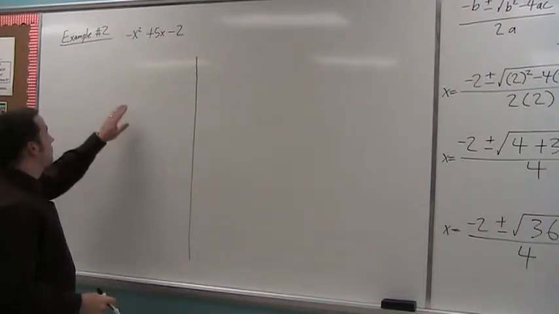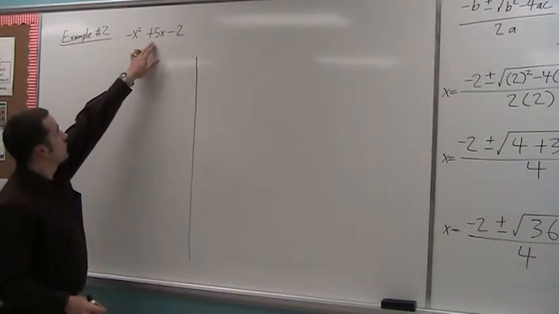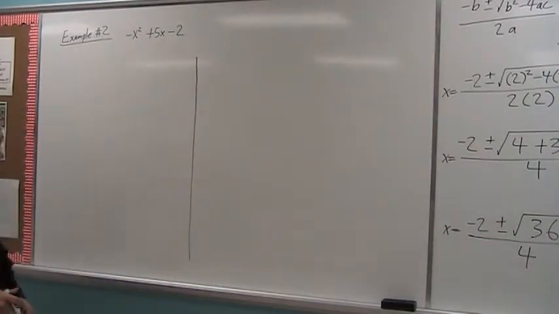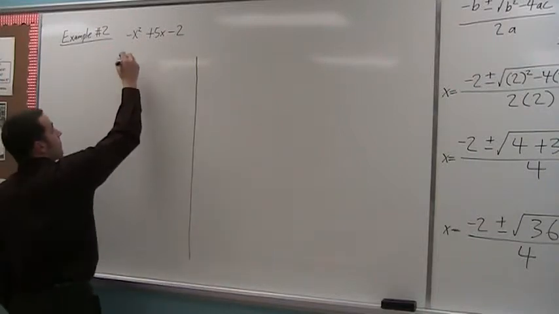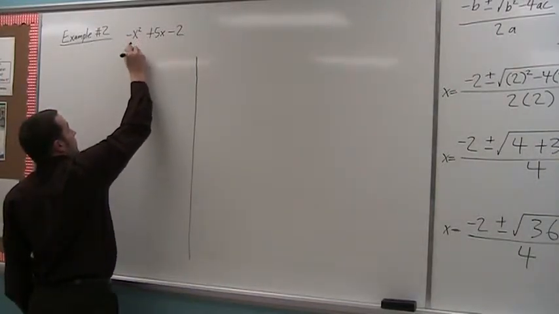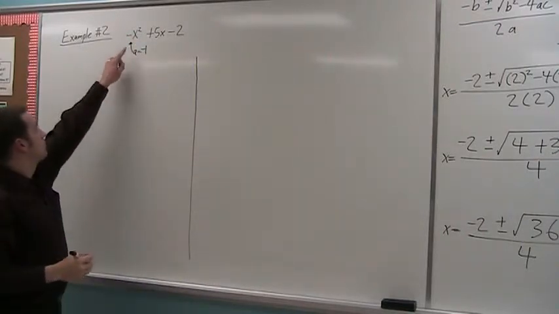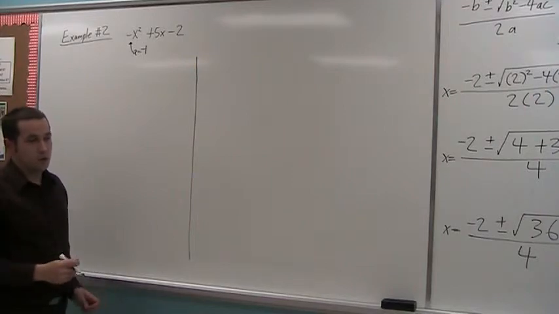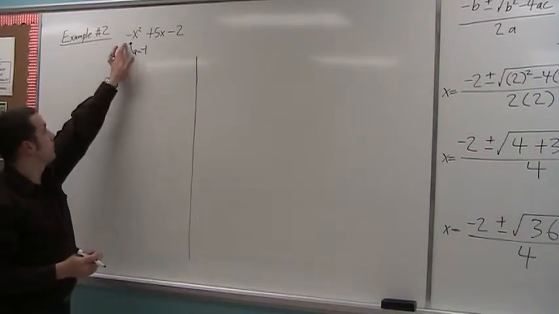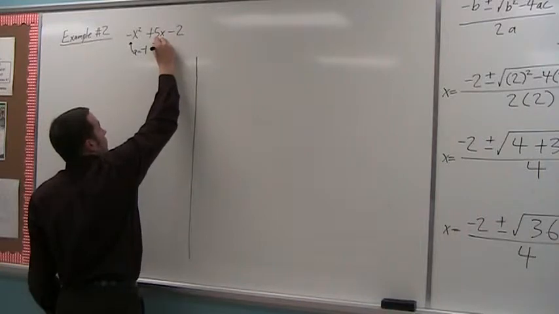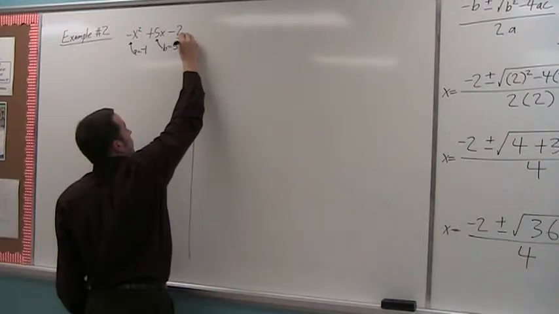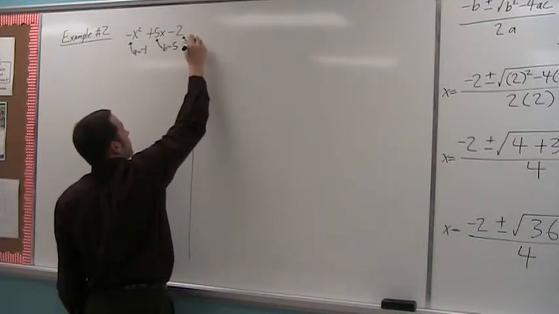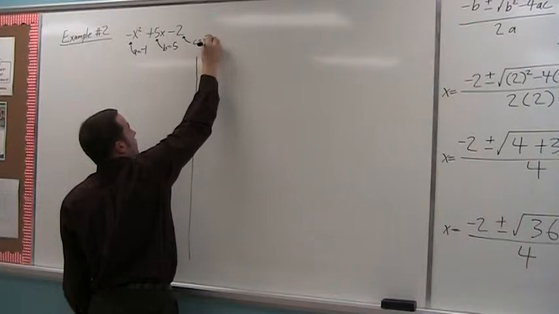Okay, here's our second example: -x squared plus 5x subtract 2. So again, we have to figure out what our a and our b and our c are. Here is our a. It's a -1. There's no number in front of the x squared, so that means that it's a 1, and it's a -1. The number next to the x, which is our b, is equal to 5. And the number on the end, without any x at all, is -2, so c is equal to -2.